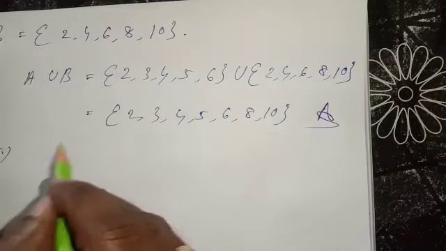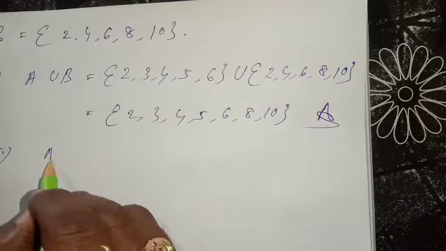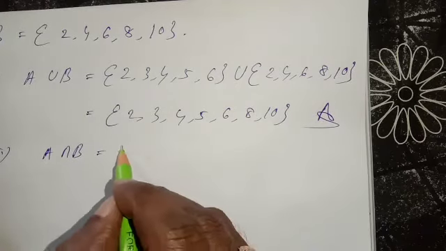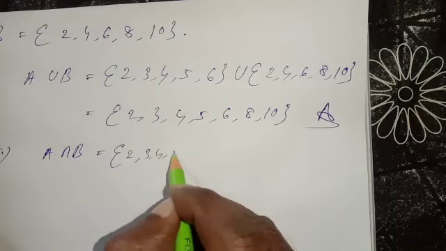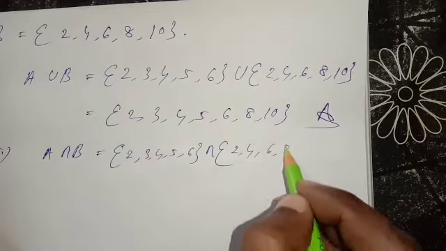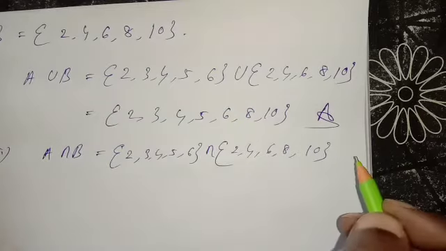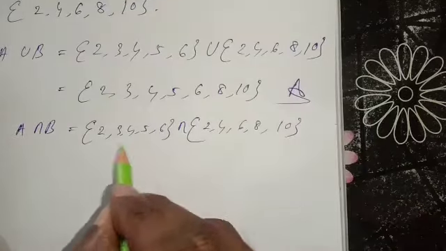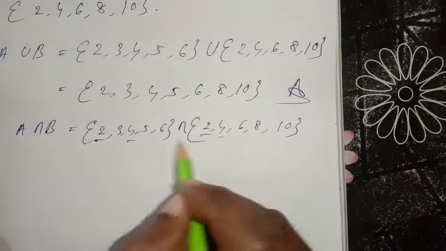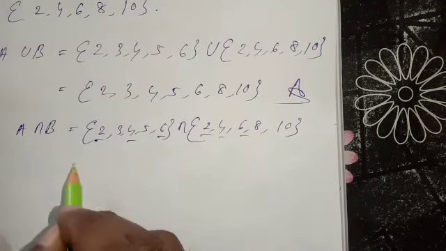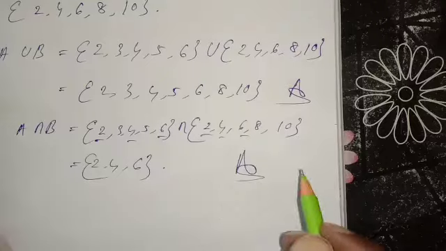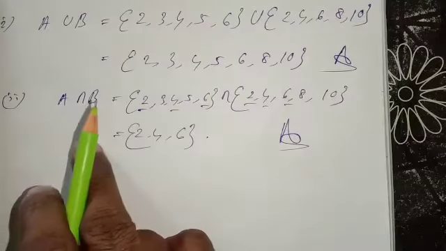Next, second part, you have to find A intersection B. A is already given, that is 2, 3, 4, 5, 6. Intersection B set, that is 2, 4, 6, 8, 10. So what is the common element between A and B? 2 common, 4 common, 6 common. That means 2, 4, 6. There are 3 elements present in A intersection B.